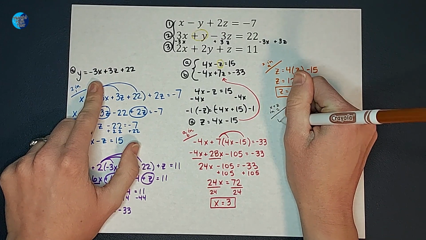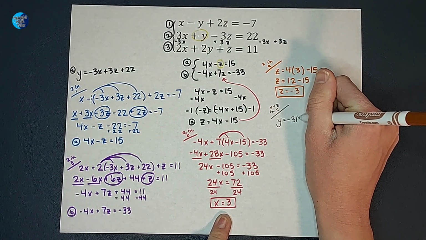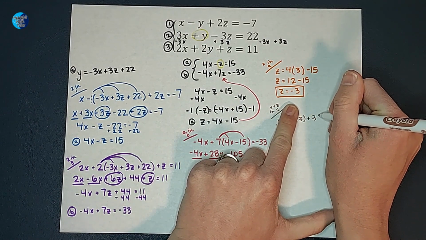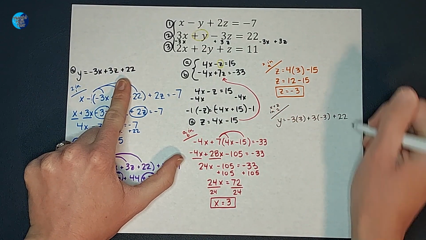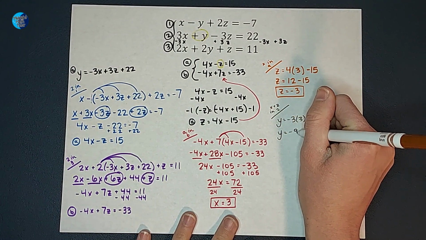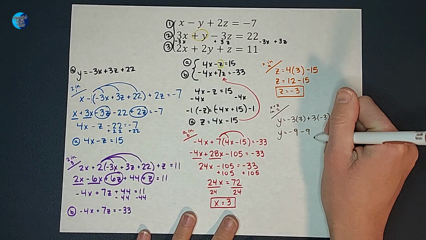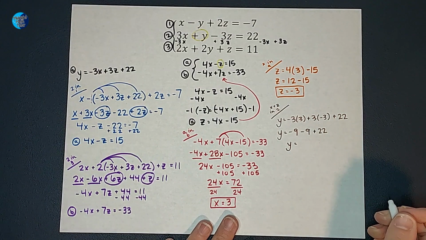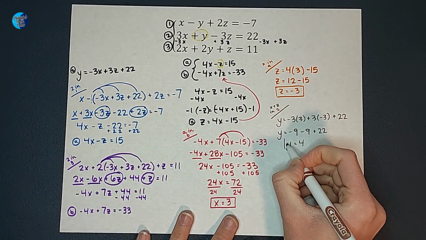I've got Y equals negative 3 times X, which we figured out is 3, plus 3 times Z, which we figured out is negative 3, plus 22. Okay, so I've got Y equals negative 3 times 3 is negative 9. 3 times negative 3 is negative 9. And then I've got plus 22. Negative 9 minus 9 plus 22 is going to give me 4.